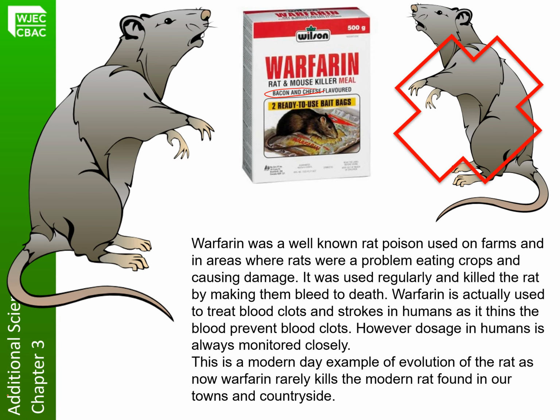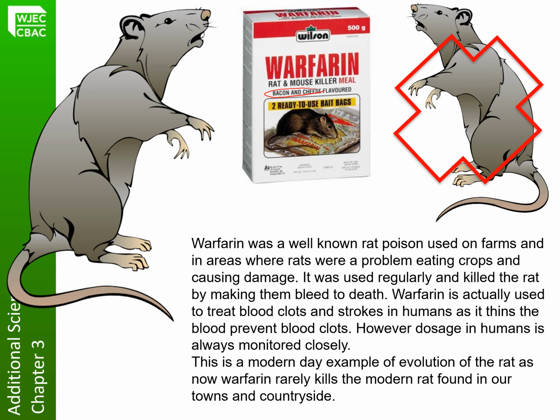So, a little bit of information about warfarin. It was a well-known rat poison used on farms and in areas where rats were a problem, eating crops and causing damage to houses. It was used regularly, and the way it kills the rat is it causes them to often bleed to death. So it's not a very nice death for our rat. Warfarin is actually used in humans to treat blood clots and strokes, as it thins the blood and prevents blood clots. However, dosage in humans is always monitored closely. We don't want to be poisoning humans with warfarin.